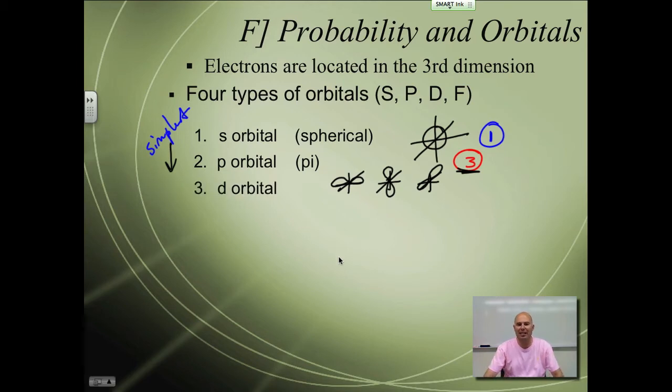The third is the d orbital. I'm going to show you a picture in just a second. I'm not going to draw them. Basically what the d orbitals look like, folks. Whoops. Let me go back here a little previous. Get rid of that last one.